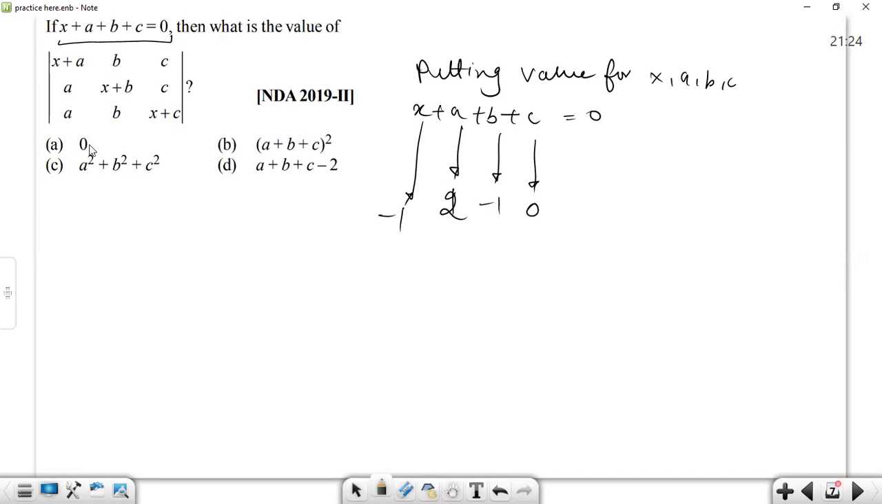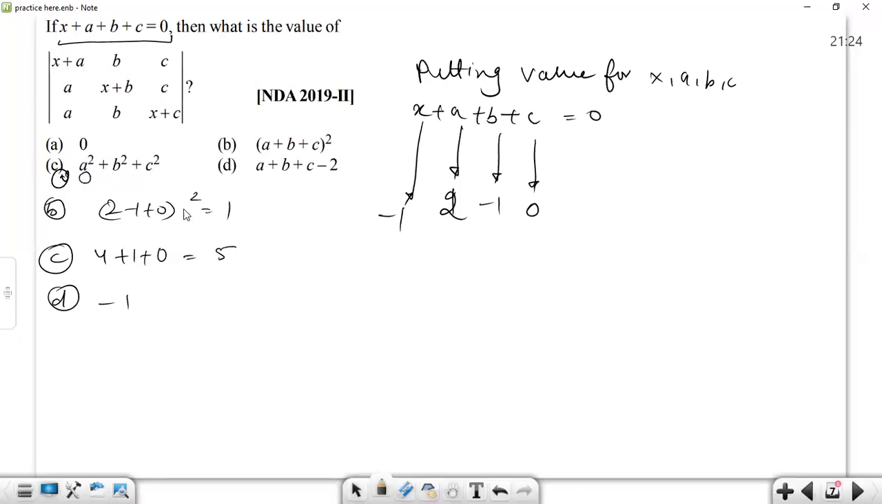Now the A option remains the same. B option becomes A plus B plus C, so 2 minus 1 plus 0, whole square, that is 1 only. C option is A square plus B square plus C. So A square is 2 square, 4, minus 1 square is 1 only, 0 square is 0 only. This becomes 5. D becomes A plus B plus C, which is 1, minus 2, that is minus 1.